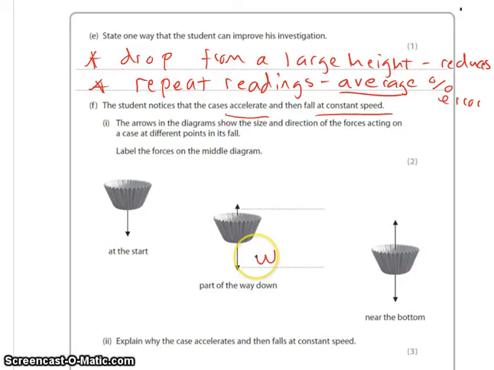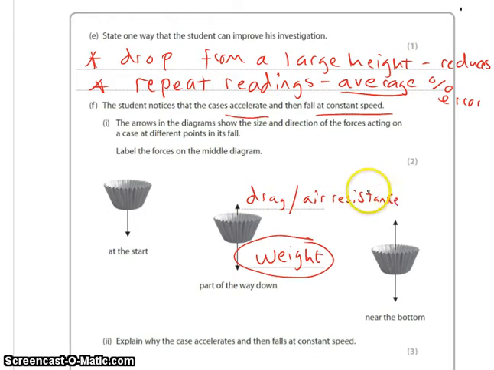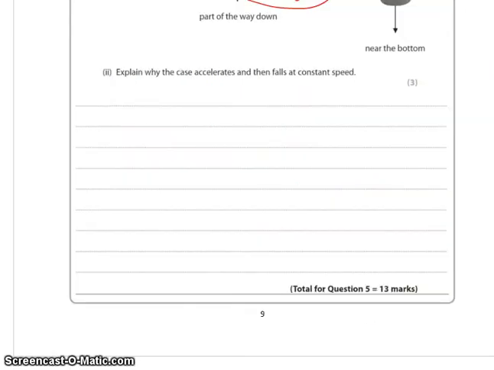Now, our downward force is weight. The mark scheme from when this was on a GCSE paper recently said that it would not accept gravity. In the past it has been accepted, but we would like you to use weight every time. And our upward force here is going to be either drag or air resistance, not lift, not upthrust. The next part says, explain why the case accelerates and then falls at a constant speed.